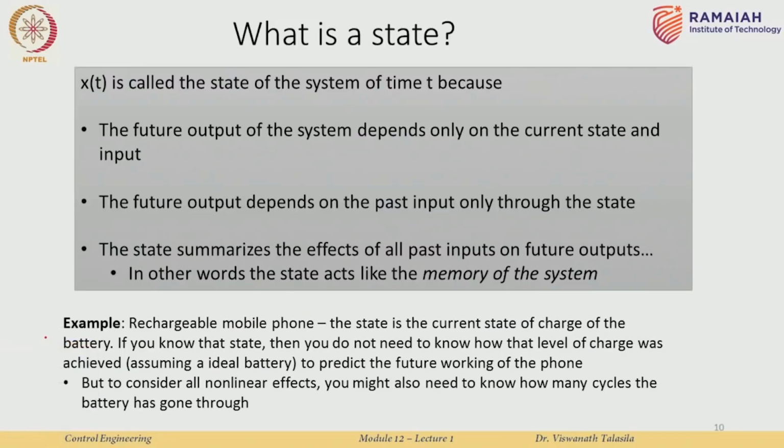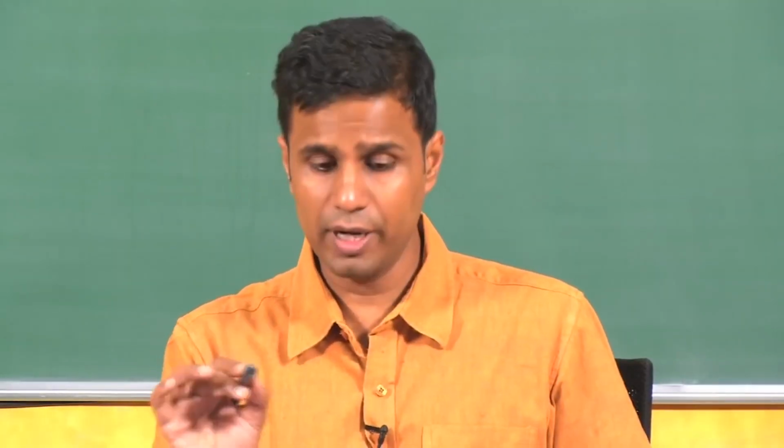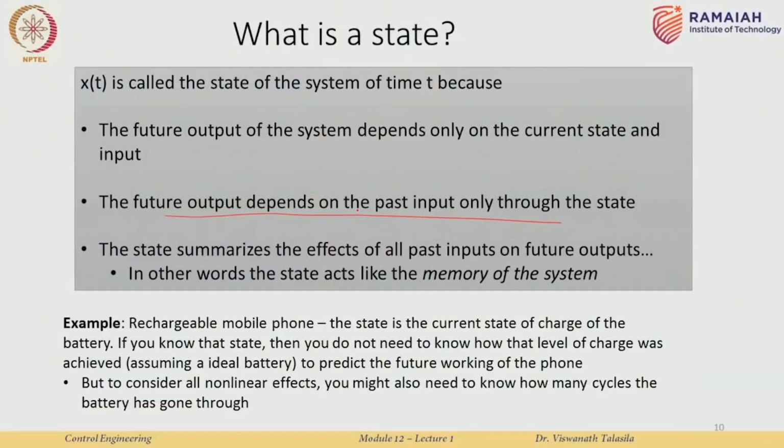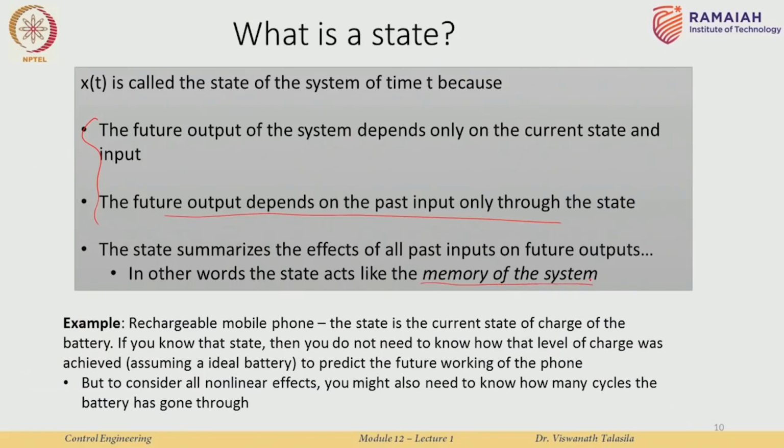in other words it also means the future output depends on the past input only through the state and not through any other parameter. Of course, assuming you have done a good job at the modeling and you have not left out any variables or you do not have unmodeled dynamics. So, as long as you take care of that, the future output depends only on the past input through the state, all right. So, if I put these two things together, in effect this means that the state summarizes the effects of all the past inputs on your system on the future outputs. Okay. So, the state actually acts like a memory of the system.